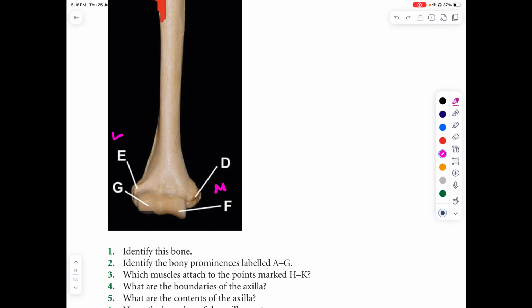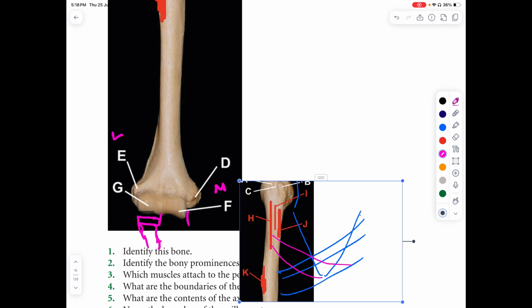Here is the head of the radius. So the radius head is like this, and then the radioulnar joint and trochlea, the ulna is fitting like this. So this is the humerus, the right humerus. The side of the humerus is what we have done.